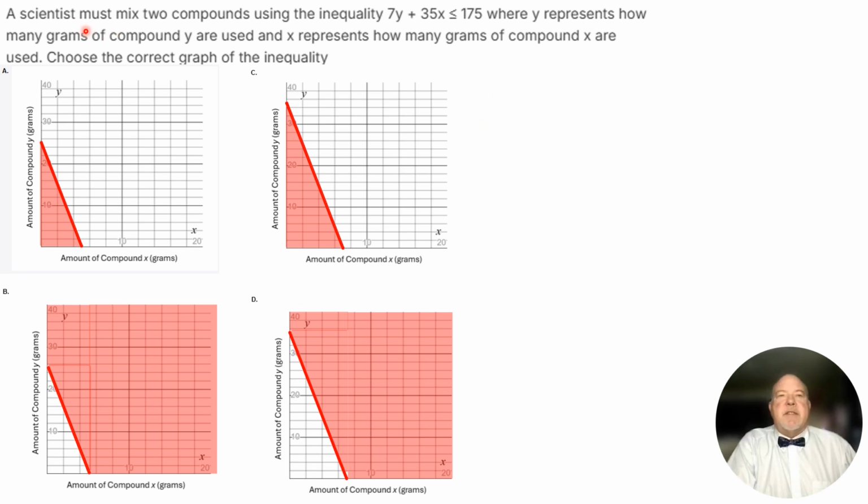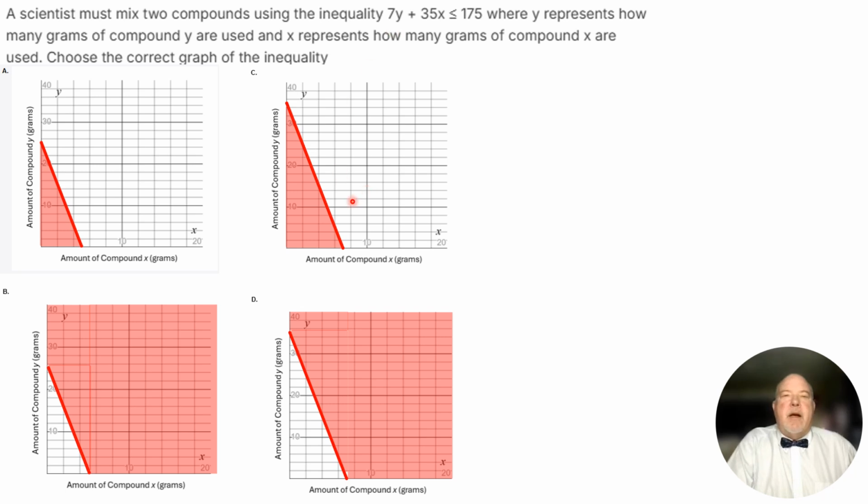So this problem says a scientist must mix two compounds using this inequality where Y represents how many grams of compound Y are used and X represents how many grams of compound X are used. Choose the correct graph of the inequality. So there's a lot of words here, but it's basically just asking us to graph this inequality.